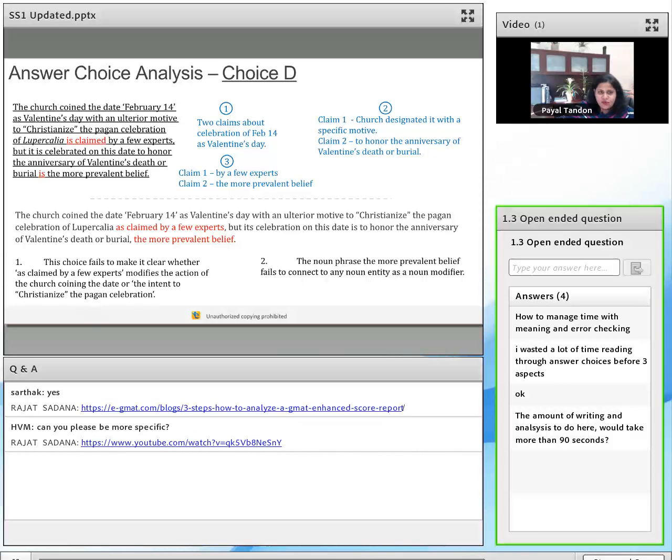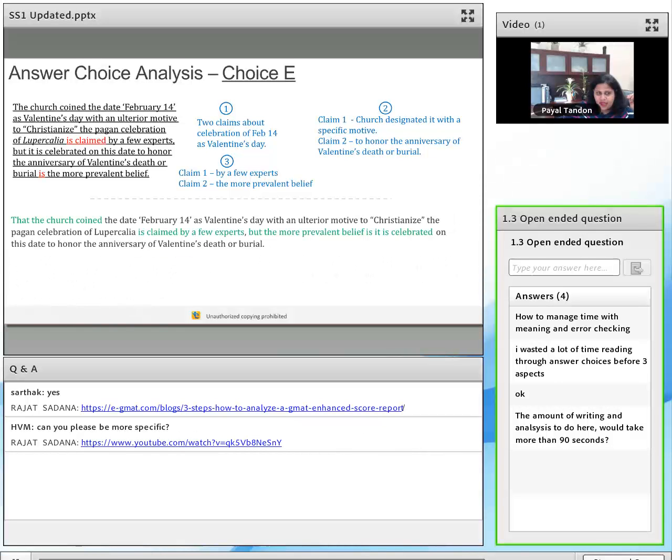The other thing is the more prevalent belief, it's not very clear what it modifies here. That's why choice D is wrong. Choice E is the correct choice here. And the reason why you would have rejected choice E, and I'll talk about this part as well, is because you would have felt that it doesn't have the right structure.